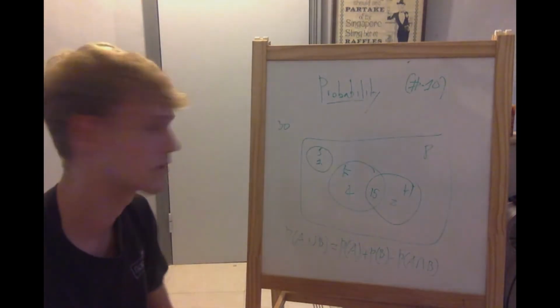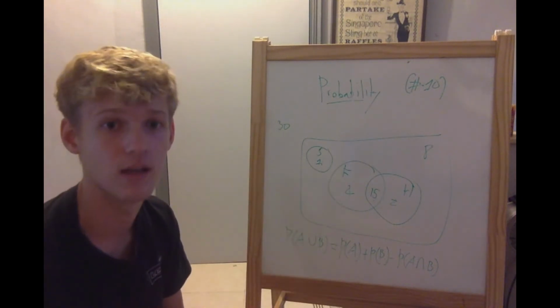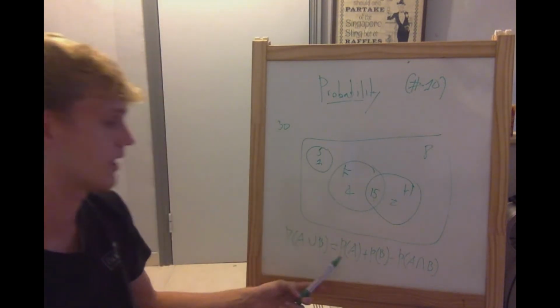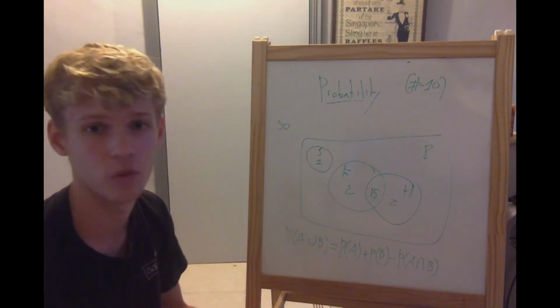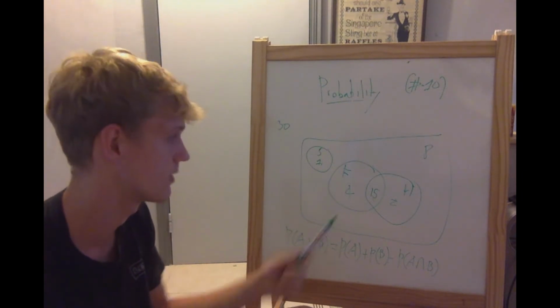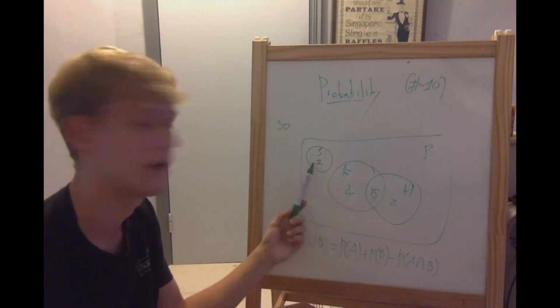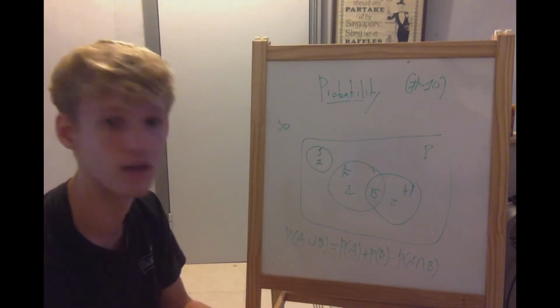If two events are mutually exclusive, meaning they don't have anything in common with each other, the addition law simply becomes P(A) plus P(B). So say S is swimming. To find the probability that someone likes football or swimming, you just add up the probability that someone likes football and the probability that someone likes swimming, because they have nothing in common. So there's no problem with that.